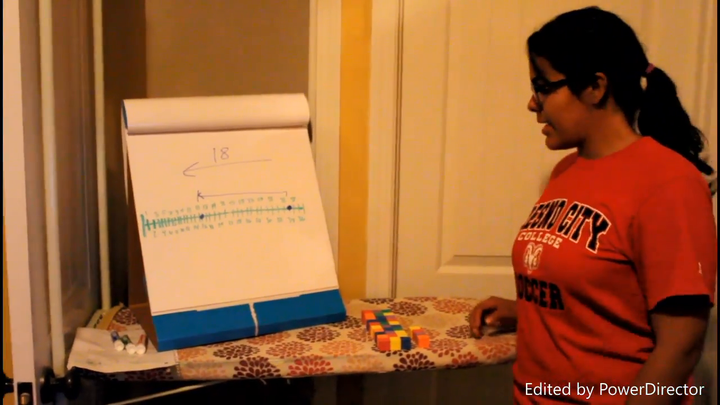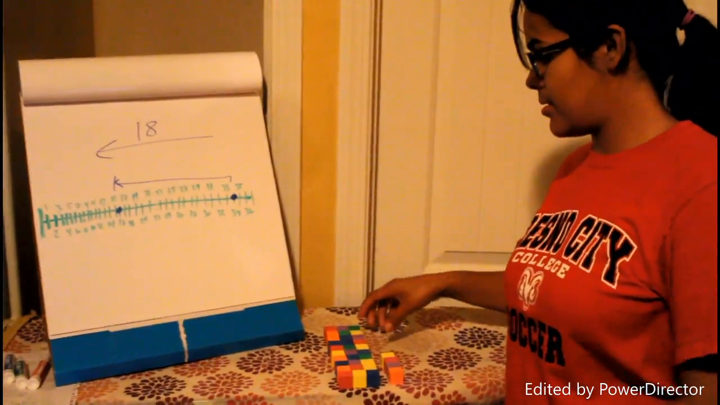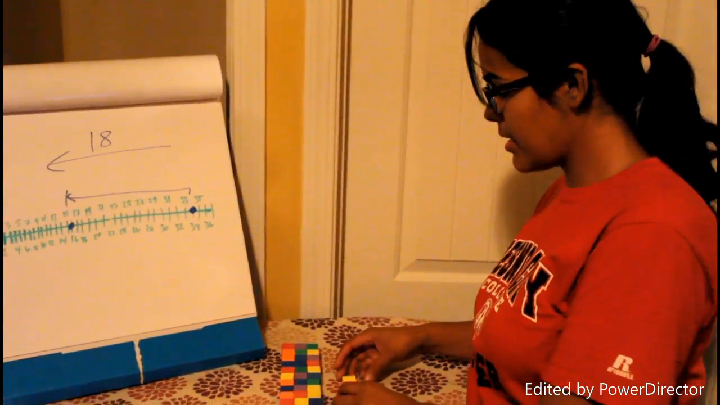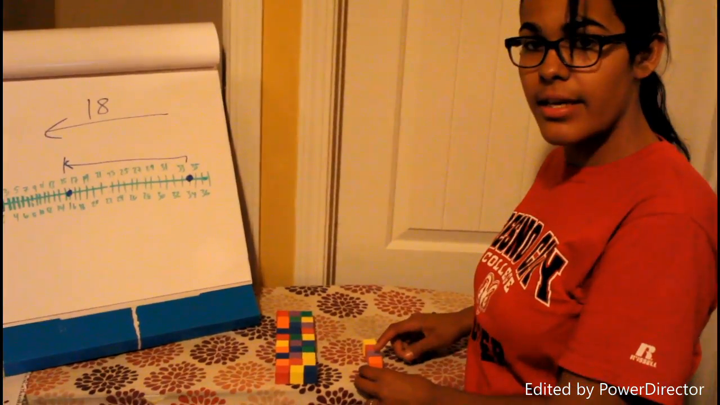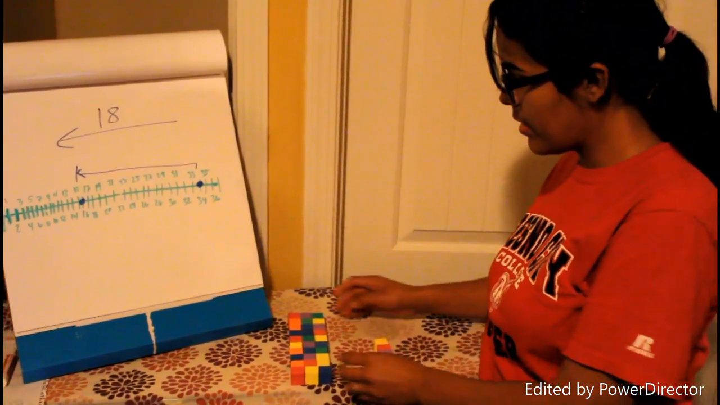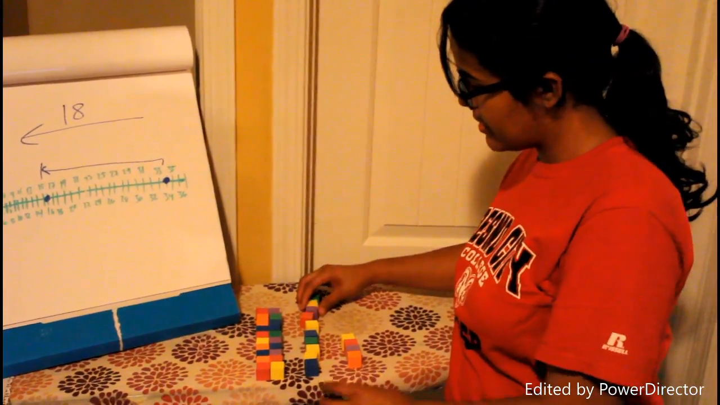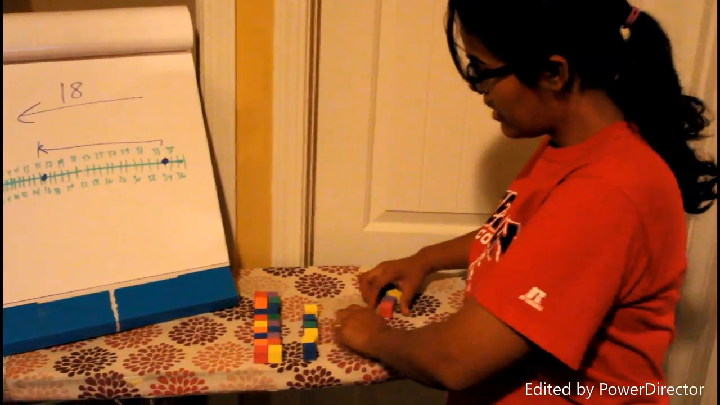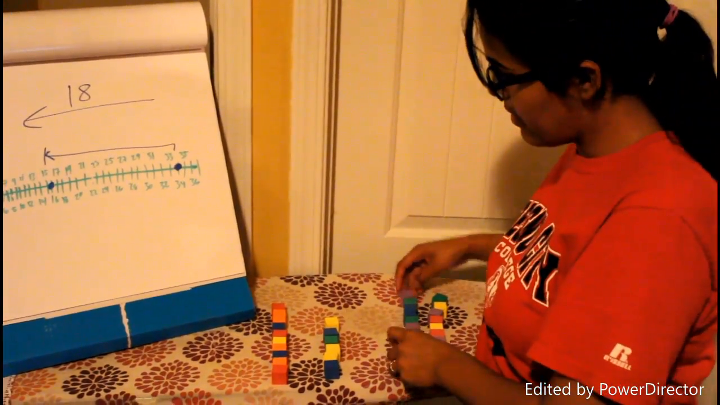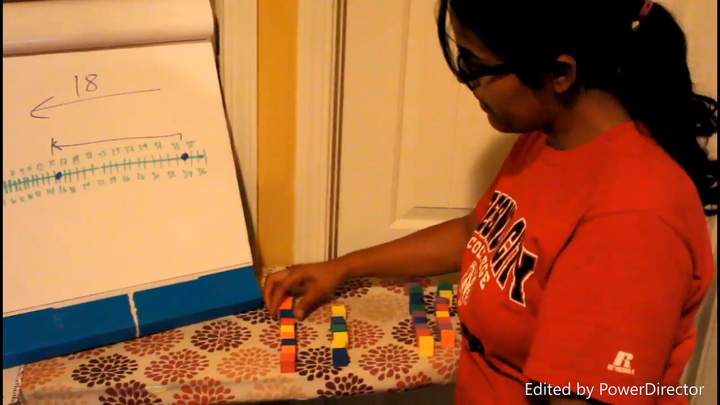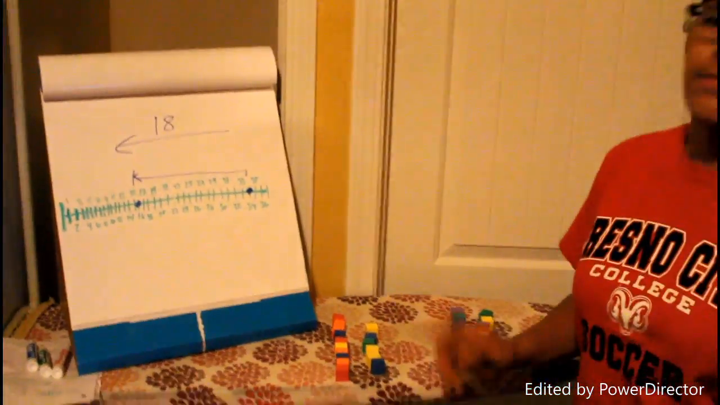Okay, so the final way is, as you can see here, I have 34 blocks. So I want to take 18 away. Because I cannot take 8 away from 4, I will need to get a 10, break it up into ones, and then take away 8. So I'll take 4 and 8, and then due to the 1, I'll take a whole set of 10 out, and I am left over with 16 blocks, and that's how I will get 16 from that.